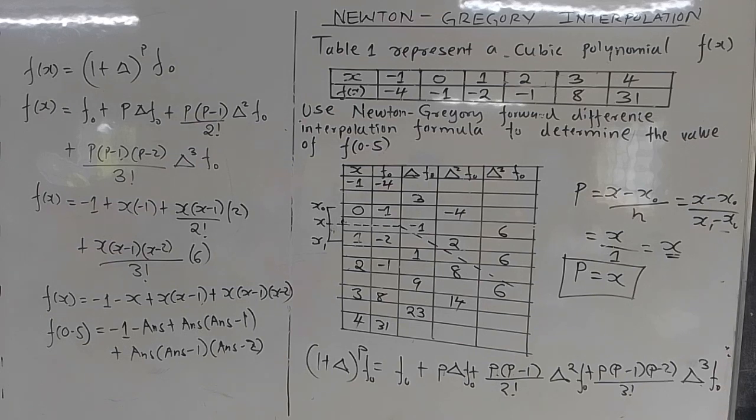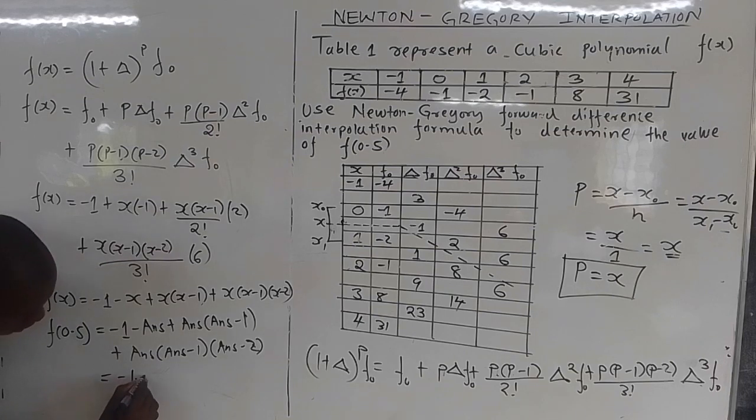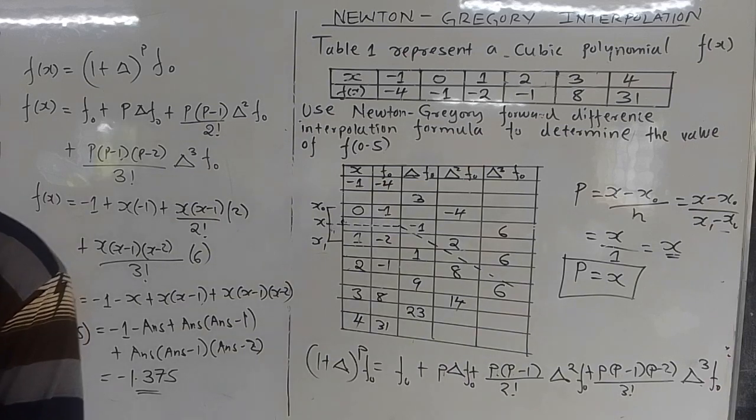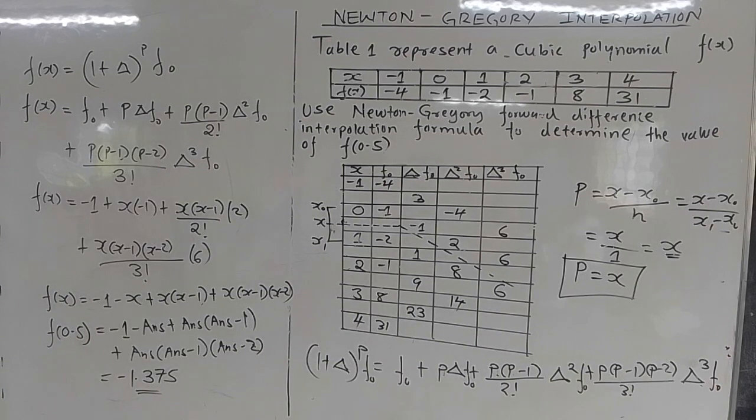Good. Then you can also confirm by putting again 0.5 is equals to 0.5. Then you replay the calculator to confirm. It's the same thing. -1.375. And you found f of 0.5 using the forward difference formula. Are we together? You found f of 0.5 using the forward difference formula.